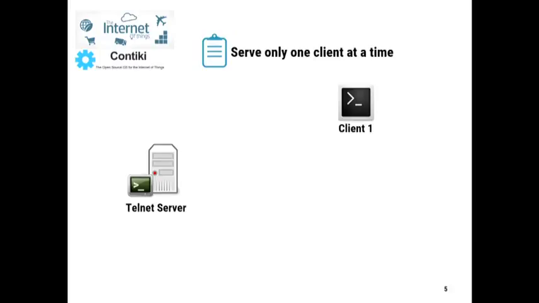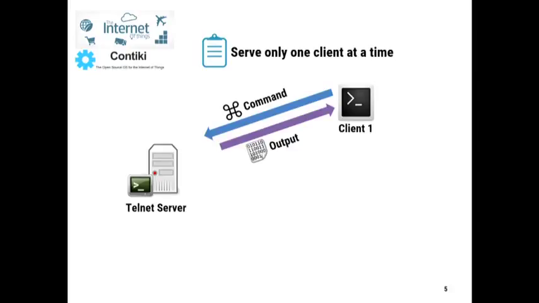Consider that client one comes and connects with the server. It sends some commands to the server and receives the corresponding output. So far, everything is correct. Now assume a second client comes and connects to the server. By accepting this connection, the server already violates the requirement. But you can ask, why is it a big deal? It's just a connection, right? I'll tell you why it is a big deal.